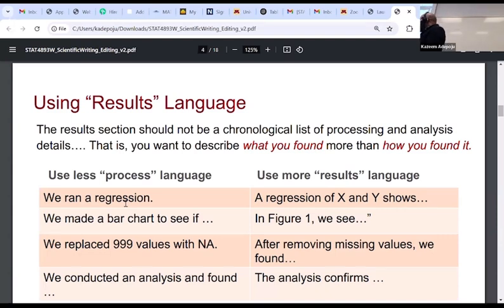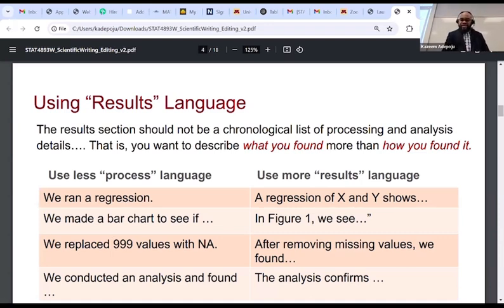Avoid the use of we ran a regression. That's just process language. Instead of that, tell us what the result shows. So instead, a regression of Y on X actually reveals a significant relationship. Then I'm also going to indicate the p-value, because the p-value is less than 0.05.